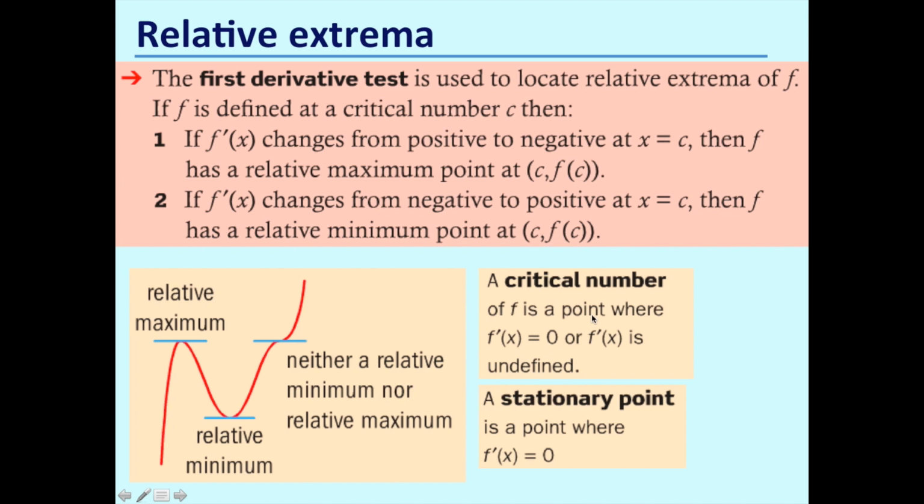A critical number then is where the derivative equals either 0 or might be undefined. And if it is 0, we say it's a stationary point. So a stationary point here is a special case of a critical number.